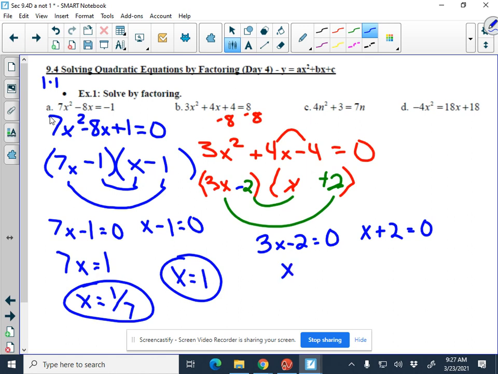So I would add 2, and I'd divide by 3. I'd subtract 2. Negative 2. Questions on those two?